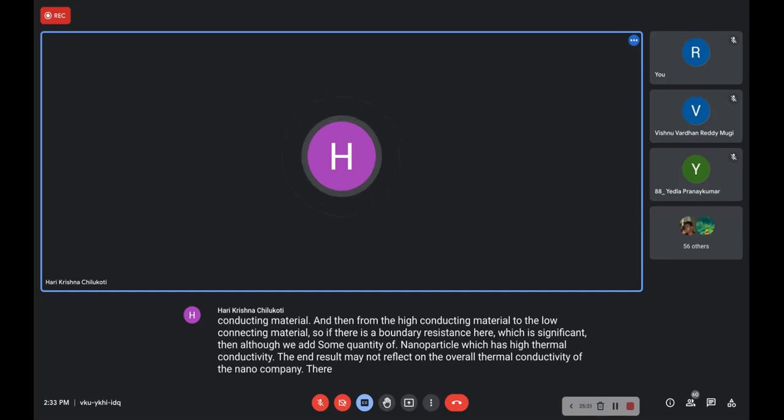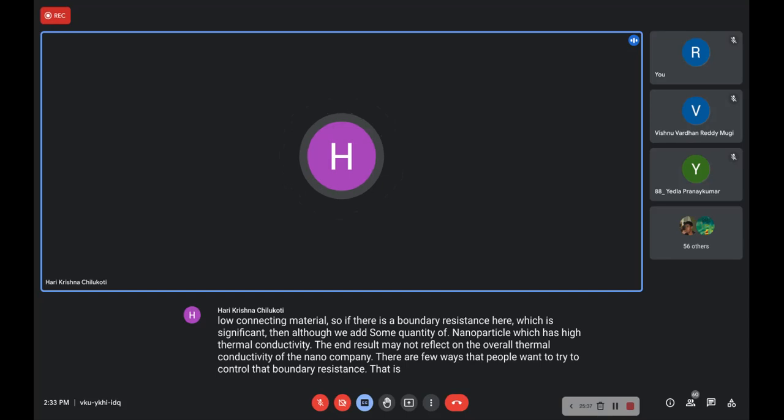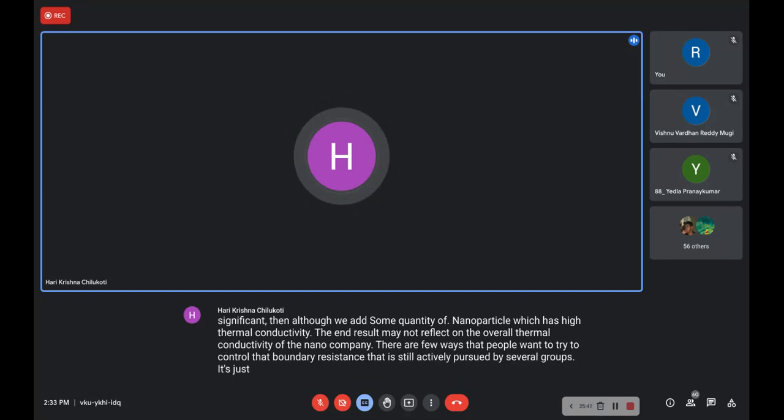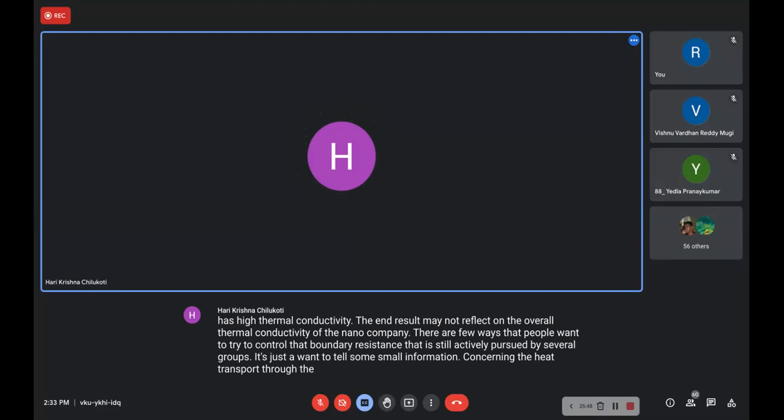There are a few ways that people try to control that boundary resistance, which is still actively pursued by several groups. I just wanted to tell you some small information concerning heat transport through materials.